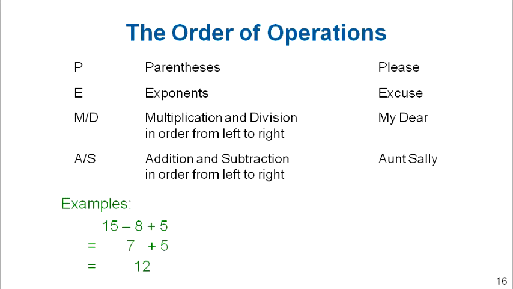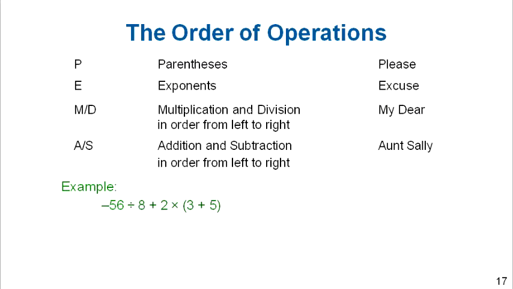Here's another example. We don't have any parentheses, exponents, multiplication, or division, and so we can skip all of those steps. We must add and subtract in order from left to right. So, since the subtraction comes first as you read the problem from left to right, we must start by subtracting 15 minus 8. However, if we put parentheses in the problem, as you see here, we must start by adding the 8 plus 5.